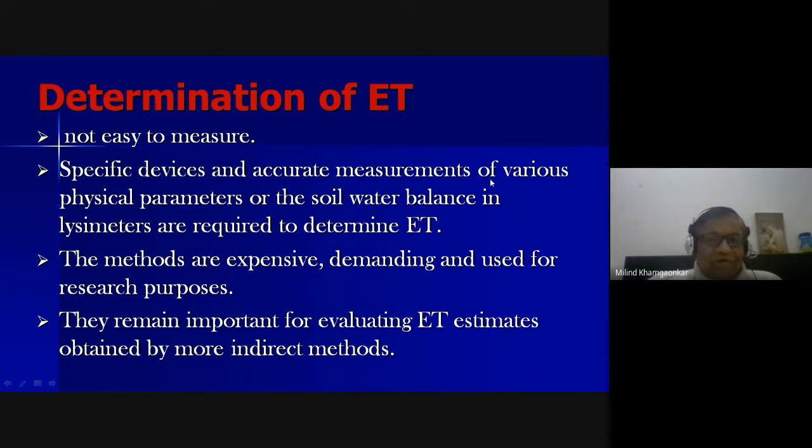Specific devices and accurate measurements of various physical parameters or soil water balance in the lysimeters are required to determine ET, evapotranspiration. So equipment named lysimeter is used to find out the evapotranspiration. What are they? We will just see. The methods are expensive, costly, demanding and used for research purposes. They remain important for evaluating evapotranspiration estimates obtained by more indirect methods.